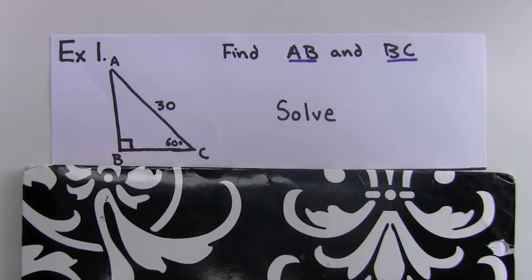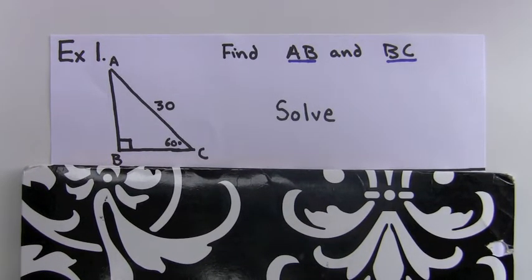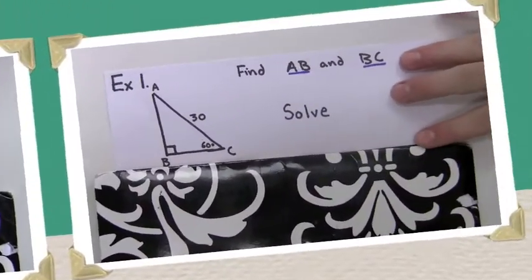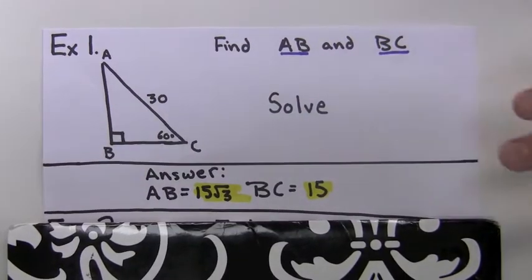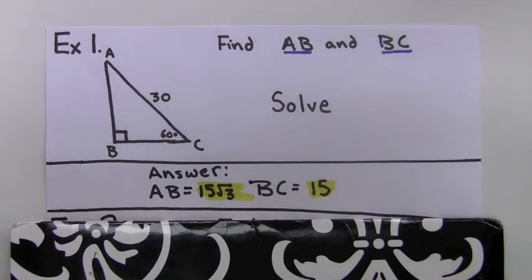For example 1, we have triangle ABC. Find AB and BC. It's your turn to try to solve it. Now for the solution. AB equals 15 root 3 and BC equals 15.